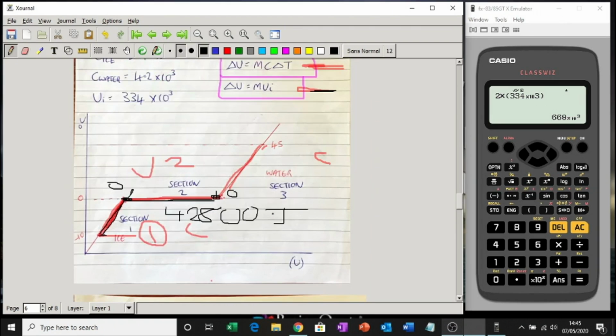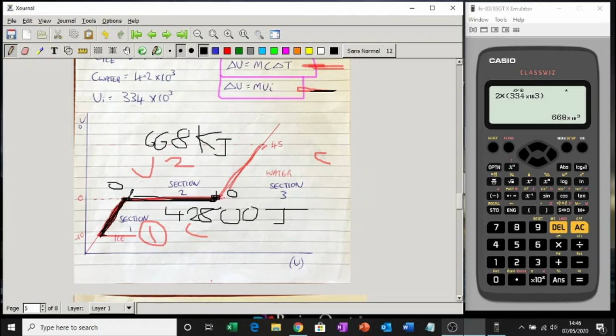Which means to go from here, minus 10 to 0, we need 42800 joules, and to go from 0 to completely melt this water, for section 2, we need 668 kilo. So now we know how much energy we need to get to this point. It's going to be that plus that.